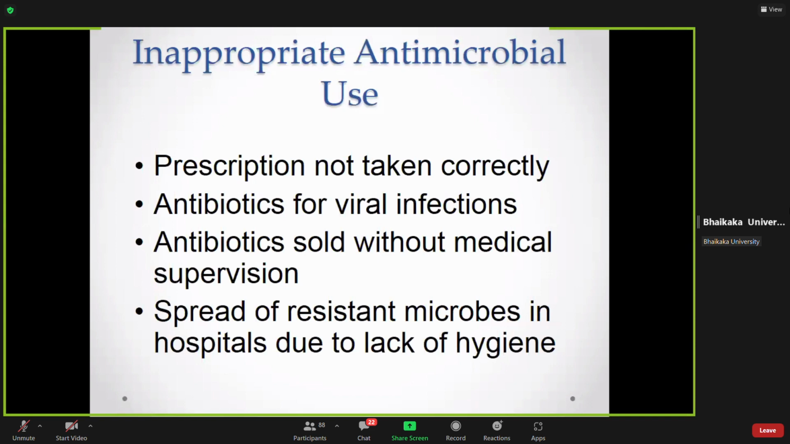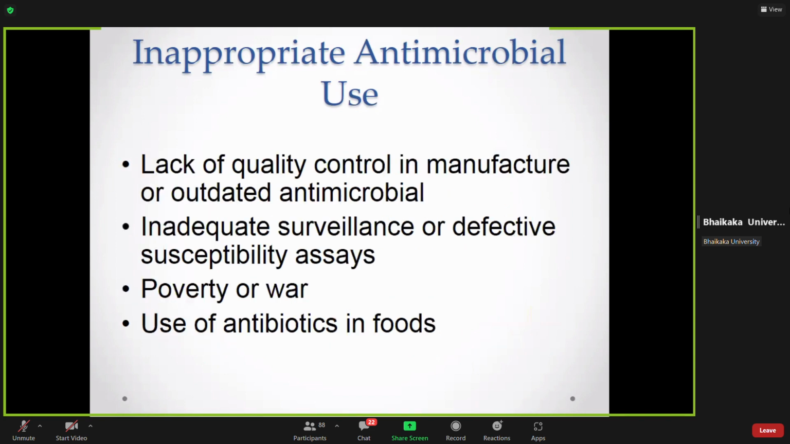And spread of resistant microbes in the hospital due to lack of hygiene and poor infection control practices. That is again the biggest risk, which will generate a superbug or multi-drug resistant organism in the hospital-acquired flora. Lack of quality control in manufacturing, and outdated antimicrobials sold without any ethical concern. Okay. Inadequate surveillance or defective susceptibility assays, inadequate antimicrobial culture testing, and inadequate or defective susceptibility testing by the laboratories.